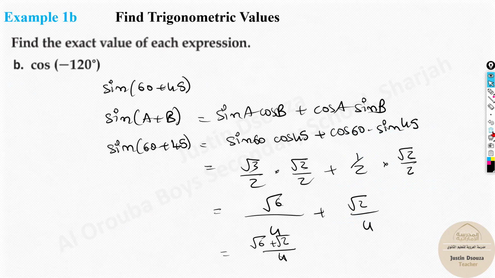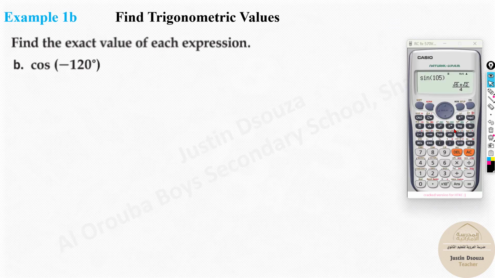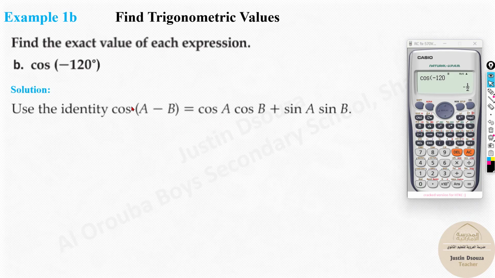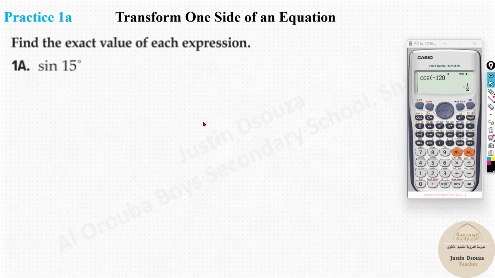Now over here, you can try this by yourselves. You can pause the video, try it by yourselves, or you can just use the calculator to check the answer. Here in the calculator, it is negative 120. So it's negative half. You can also solve this by using identity, that's cos A minus B. You can have multiple numbers taken. Over here, they have taken 60 minus 180 because the difference between this is 120, and negative 120 over here exactly. So substitute the values, you will get the same answer. It's just that you need to remember the identities.